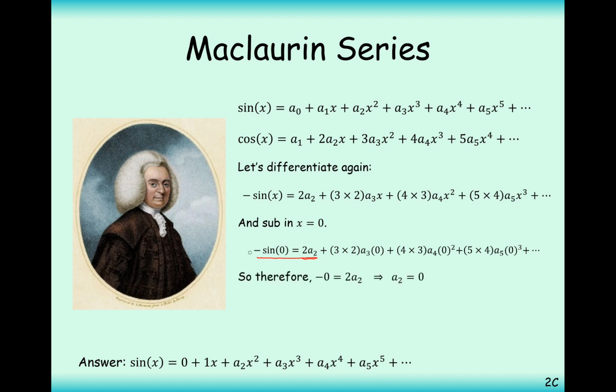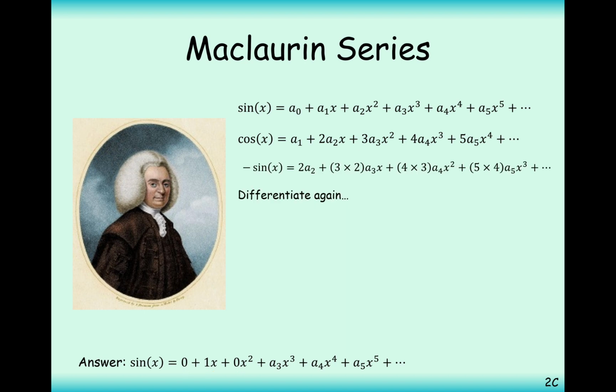So therefore, minus 0 on the left-hand side will equal 2a2, so therefore a2 must be 0. So the next term in the sequence will be 0. So we've got the first 3 now. Let's just carry on and do a few more, and then you might be able to see the pattern here.